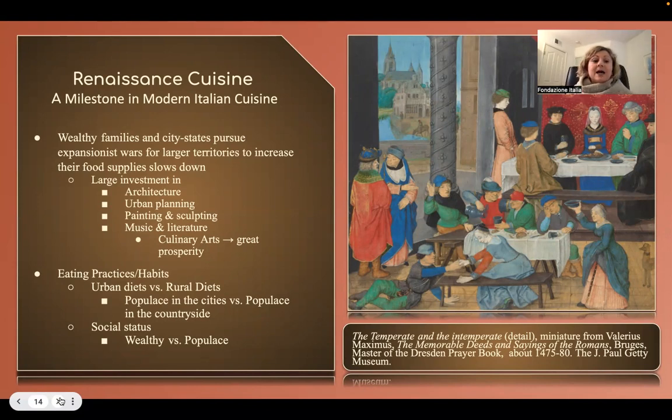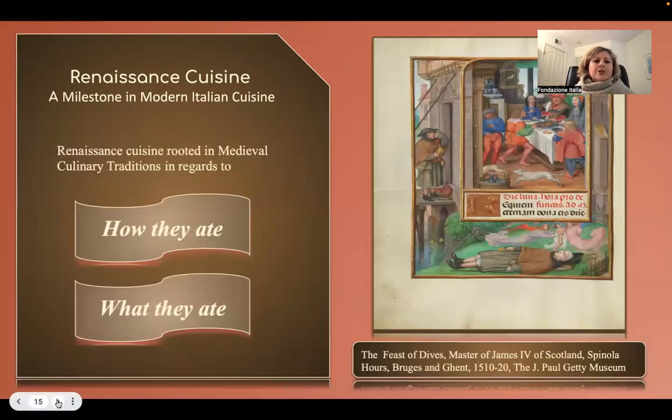Eating practices and habits really are different between the urban and the rural. Because during the period before the Renaissance, we really see a birth of cities, of urban centers. And so diet really gets differentiated between who lives in the city and who lives in the countryside. And then within the city, the distinction between the classes, the poor, the peasants versus the nobility or the wealthy, and outside as well. So how they ate and what they ate.